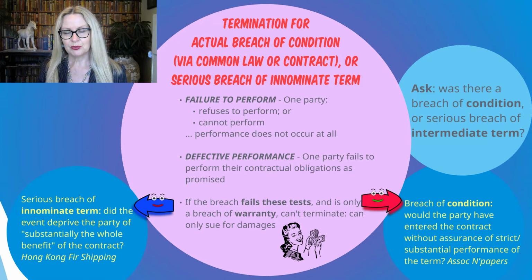Now, the first of the two main bases for terminating a contract is termination for actual breach. And that might be a breach of a condition. So if you look down at the red arrow, you have to ask yourself, would the party have entered the contract without assurance of strict or at least substantial performance of that term? That's the old Associated Newspapers case. If that kind of condition has been breached, it's going to give rise to a common law right to terminate.